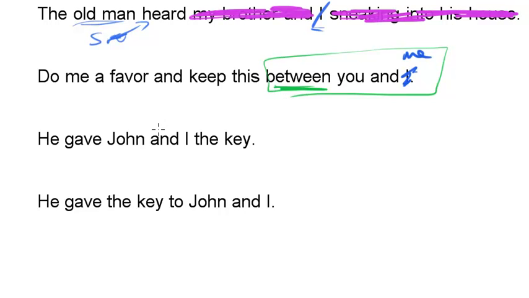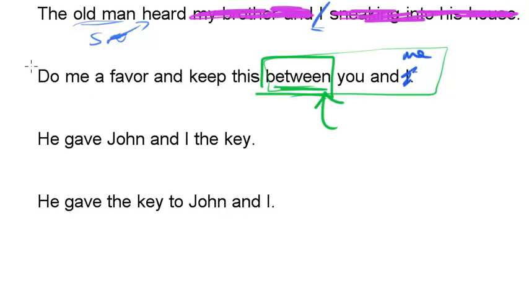Well, the rule is whenever you have a preposition and then you have a pronoun coming after that preposition, it always takes the object case. So in this case, it's between you and me. And actually, between is something that the SAT likes to test a lot. So make sure when you have between, it's between you and me, or between him and her, or between us and them, whatever. It's always going to take the objective case. Next, he gave John and I the key.